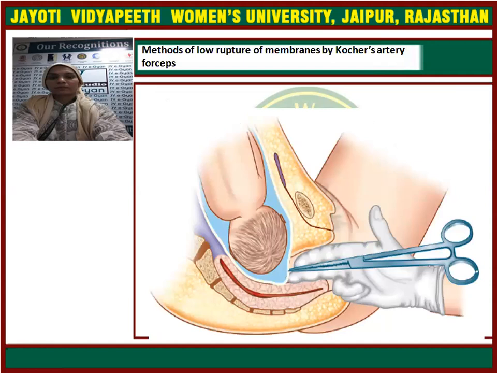This is the diagram for the method for the low rupture of membrane by artery forceps. Here we can see in this diagram the bag of forewaters. This is called the bag of forewaters, and this bag of forewaters is ruptured with the help of this artery forceps. Generally, this is ruptured at the low level from the posterior aspect. At the posterior level, we have to go and rupture the membranes.